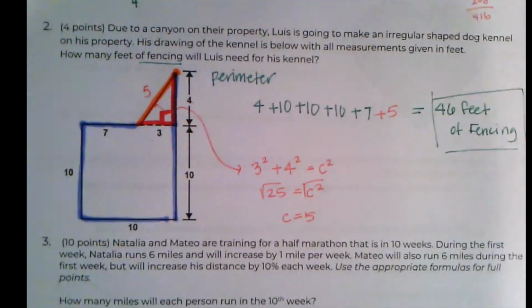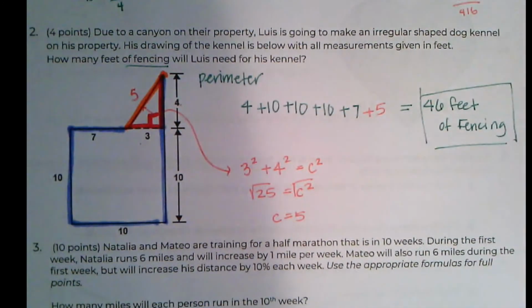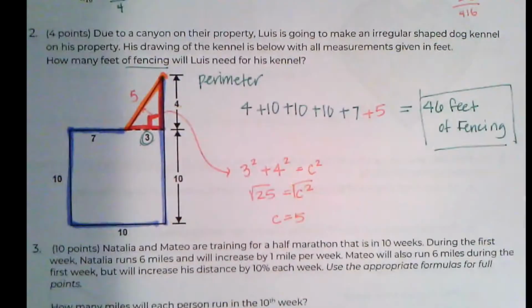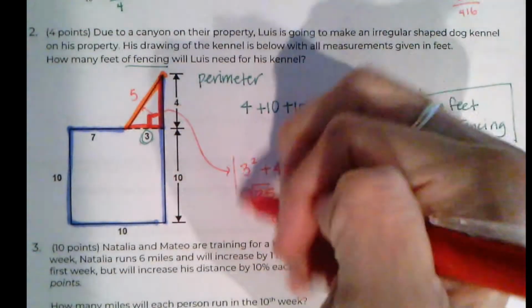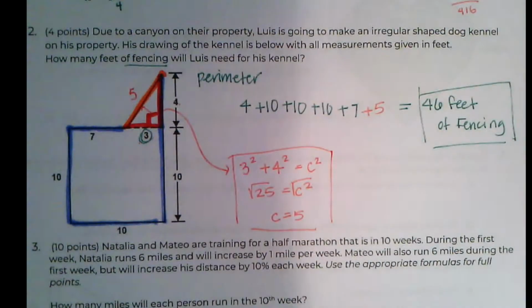So that's all for the composite figures. I think the biggest thing is we keep trying to include interior lines. We're having a lot of trouble doing the Pythagorean theorem and realizing we need to take a square root when we get there. But that's it.